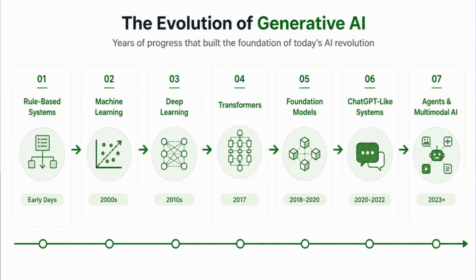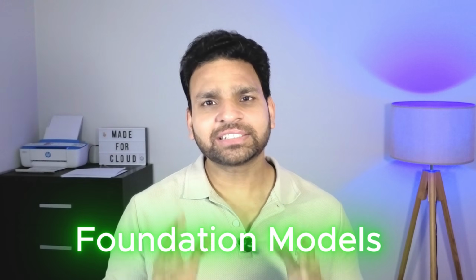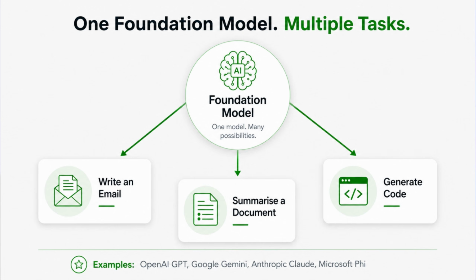So the evolution looks like this: rule-based systems, then machine learning, then deep learning, then transformers, then foundation models like ChatGPT, and now agents and multimodal AI. Now let's understand foundation models. A foundation model is a large AI model trained on broad data, so it can be adapted to many different tasks. It is called a foundation model because many applications can be built on top of it. Think of it as a powerful base engine. The same engine can be used in different vehicles if you connect the right body, controls, and workflow.